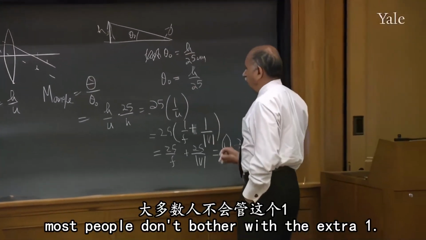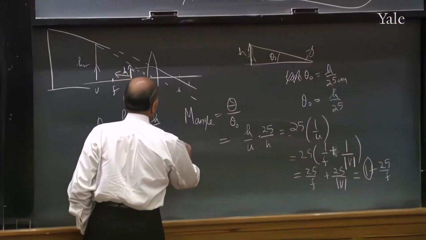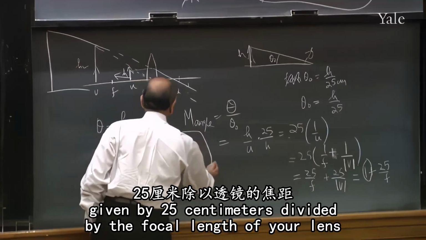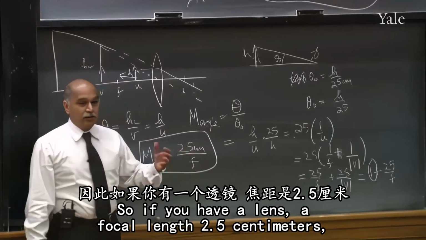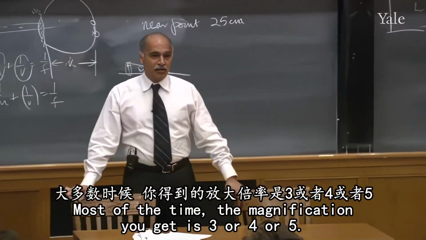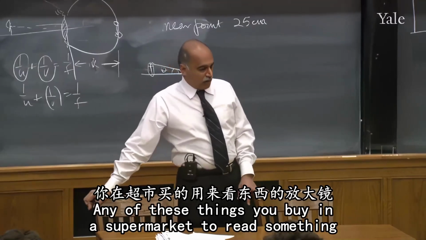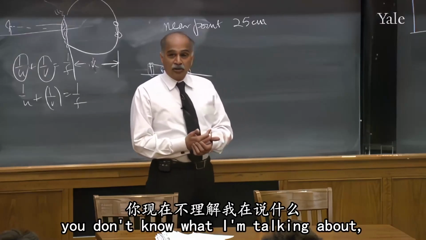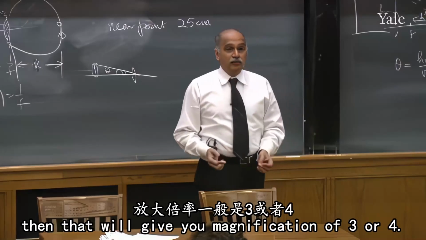and the gain, forgetting the extra 1, most people don't bother with the extra 1, so the point to remember is the angular magnification is really given by 25 centimeters divided by the focal length of your lens. So if you have a lens of focal length 2.5 centimeters, you get an angular magnification of 10. Most of the time, the magnification you get is 3 or 4 or 5. Any of these things you buy in a supermarket to read something will give you magnification of 3 or 4.